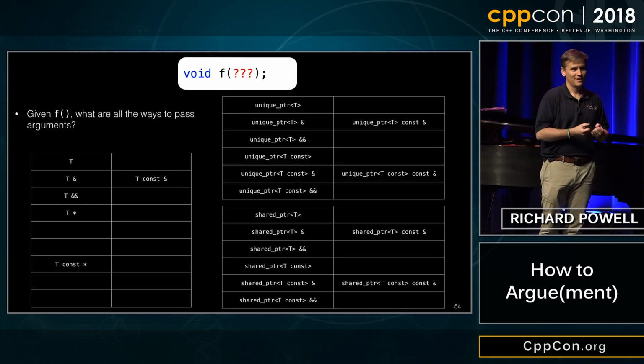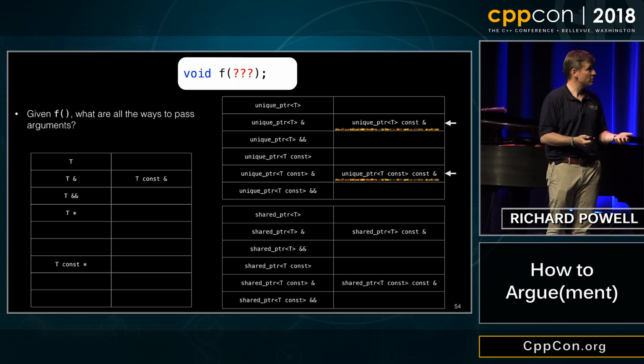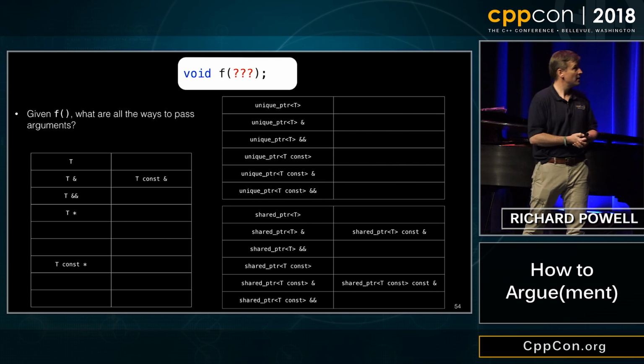So, let's go back to our table. And what can we remove? Well, we said we could remove the const ref unique pointers. So let's get rid of those.